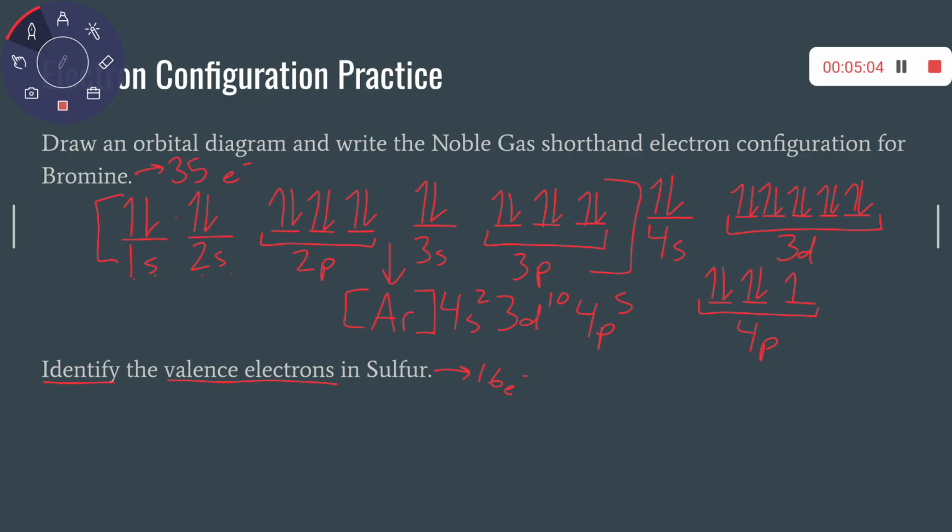The noble gas before it is neon. So I'm going to put neon in brackets. Neon has 10 electrons, so I've already counted my first 10 electrons. I can pick up after that. Electron number 11 gets me to sodium, which is in the third row of the periodic table in the S block, and I can fit 2 electrons there. After that, I have to go across to the P block, still in the third energy level. And I have 4 electrons left, which will all fit into 3p.